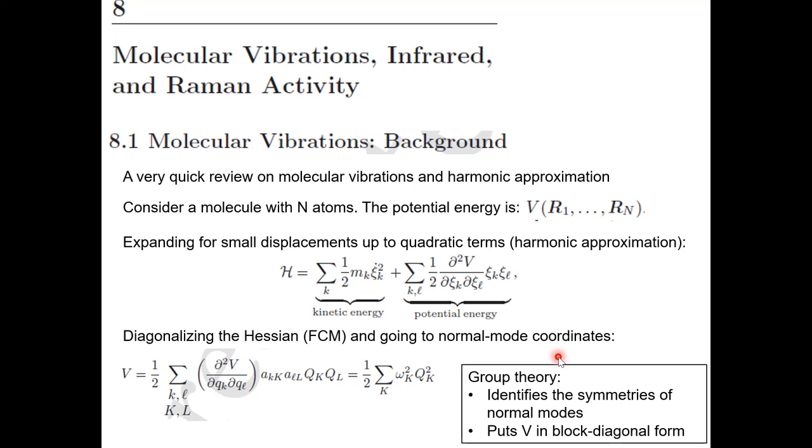So what's the use of group theory in this field? So group theory, as we are going to see by several examples, will be able to first identify the symmetries of normal modes, and by doing that, it's going to help us in diagonalizing the Hessian matrix by putting it in block diagonal form. It's very similar to what we did for electronic states of molecules. So there's an analogy here, okay?